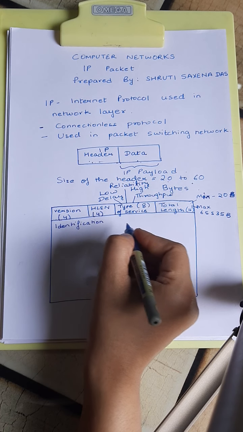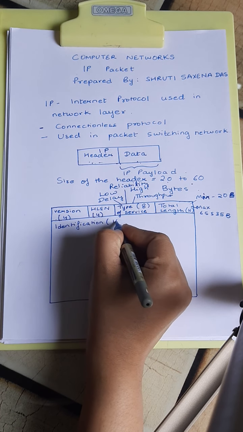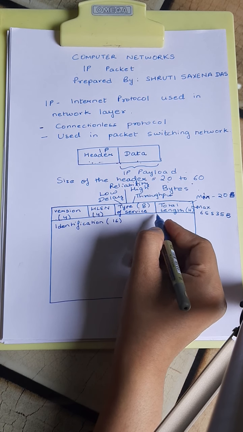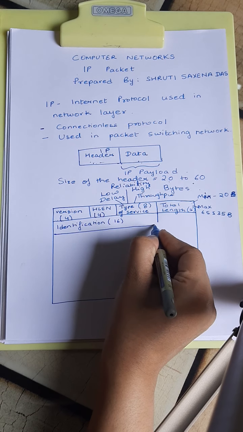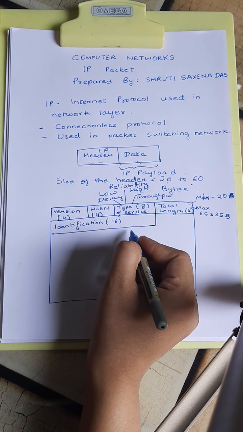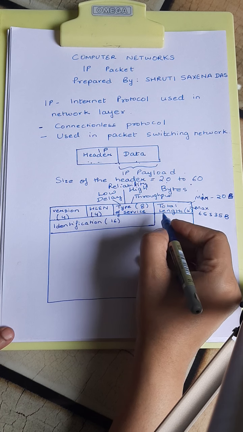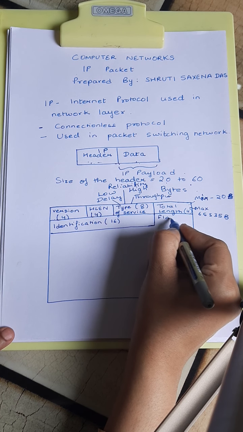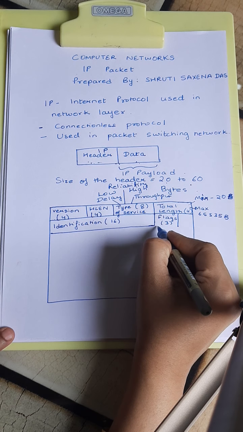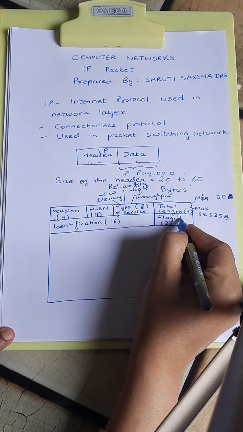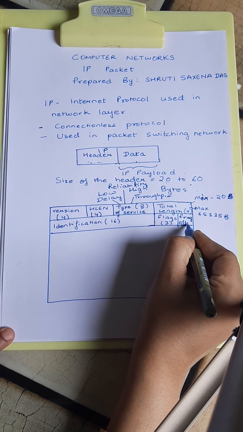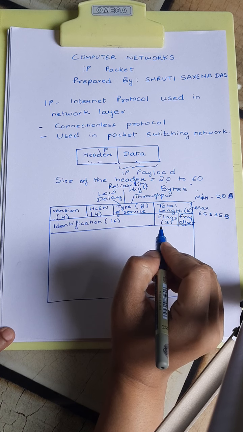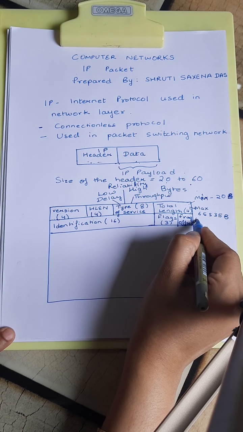This identification is of 16 bits, so it will be till here. Then next we have flags of 3 bits, and we have fragment offset. This will be of 13 bits.